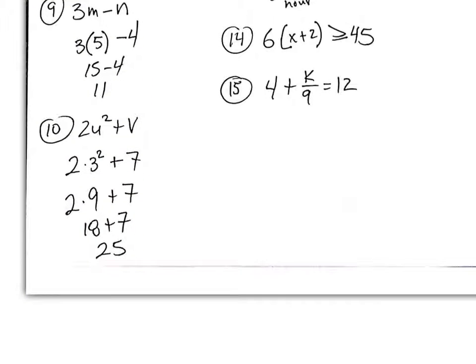Question 10, we are substituting in u is 3 and v is 7. Notice how it's only the u that is being squared. It's not all of the 2u being squared. So I am going to square the 3 to give me 9 before multiplying by the 2. That is important. 2 times 9 is 18. We add 7, 25.